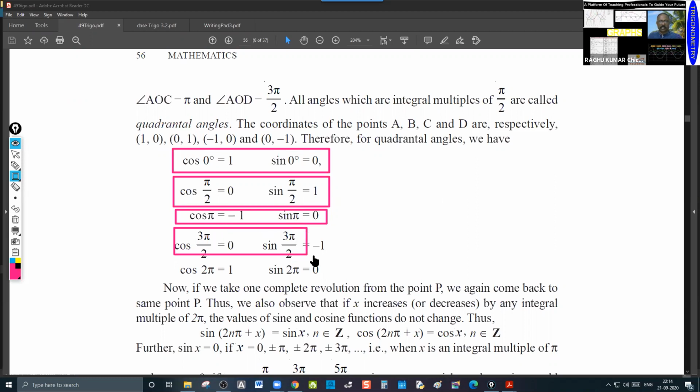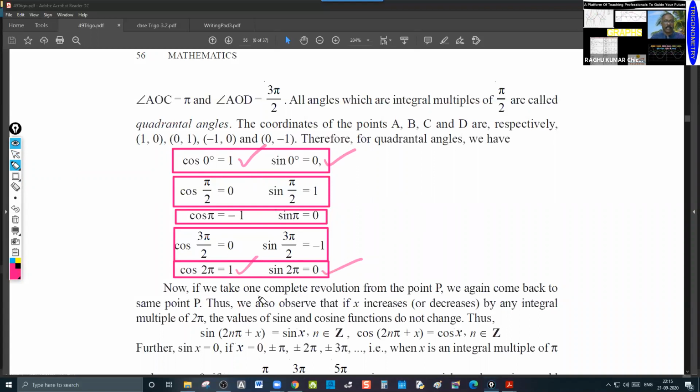Coming to the negative y-axis, cos 3 pi by 2 is 0, no horizontal movement. And sine 3 pi by 2 has only vertical movement, but in the downward direction on the negative y-axis, that is why it is minus 1. And cos 2 pi, sine 2 pi again coincide with 0. 0 and 2 pi are one and the same. They are formed with the positive x-axis, and hence you can observe their values are also the same. Cos 0 is 1, sine 0 is 0. Cos 2 pi is 1 and sine 2 pi is 0. These are called the quadrant angles.